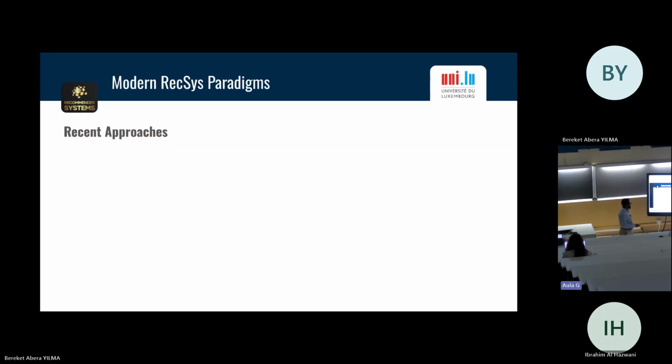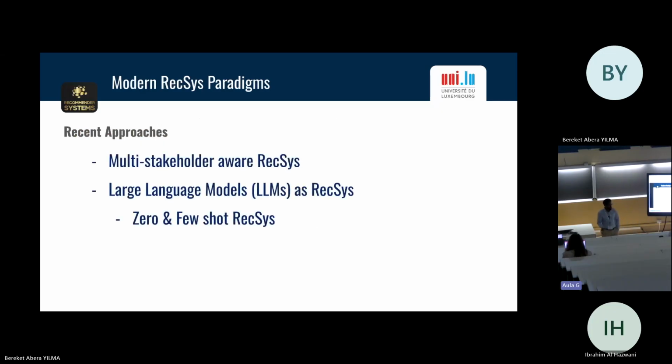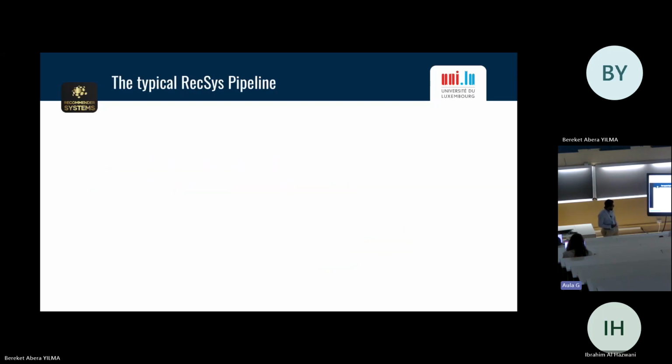And most recently, there are also different variations of modern recommender systems, for example, multi-stakeholder aware recommender systems, taking into account multiple stakeholders to drive some kind of recommendation for users. And we also have the latest LLM-based recommender systems, using language models as recommender systems, zero-shot and few-shot RecSys. So we try to cover a bit of this in the third session. But what I want to talk about today is human-centric recommender systems.